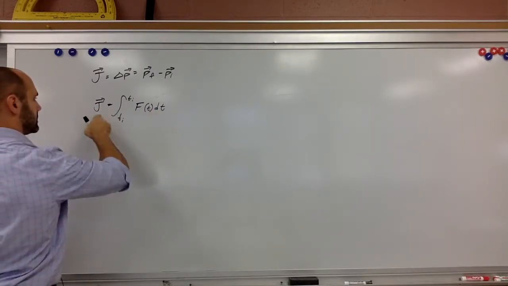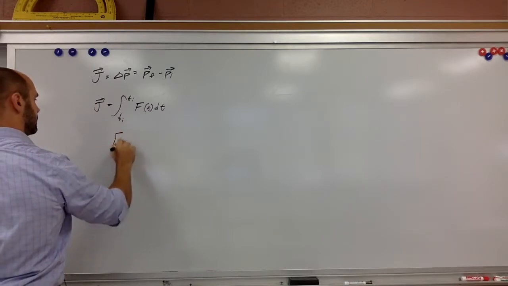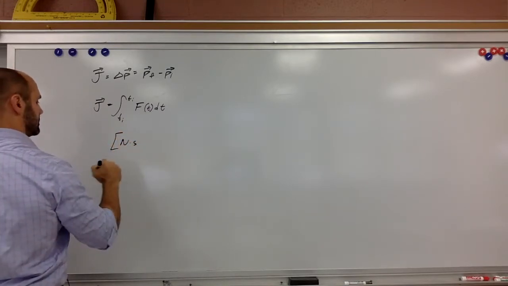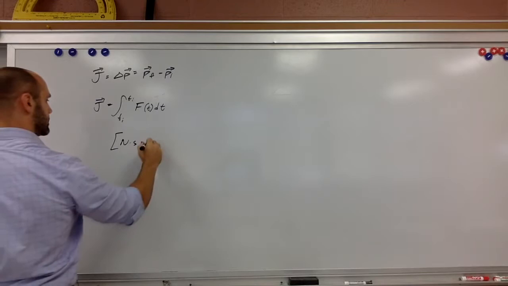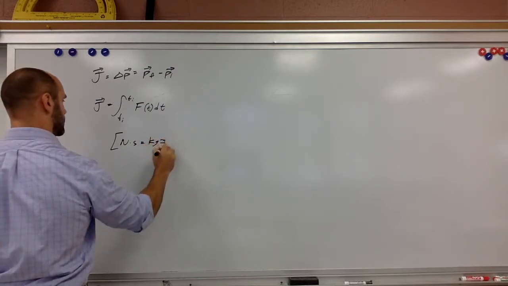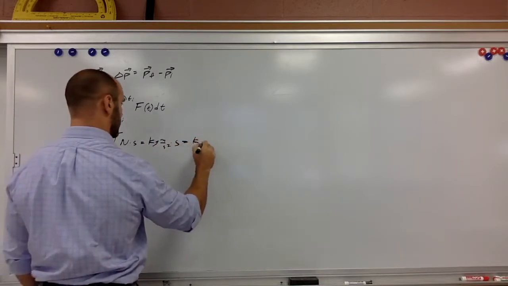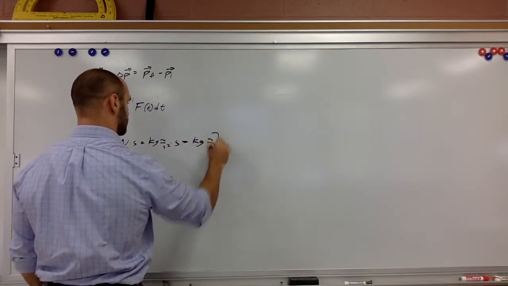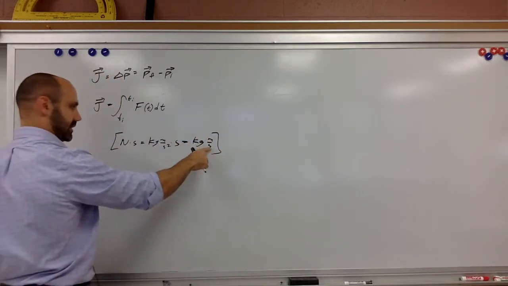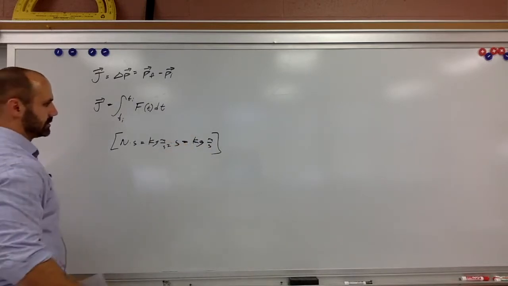According to this, J is going to have units of Newton seconds. Right? How does that work out? A Newton is a kilogram meter per second squared, again, times seconds. So this is a kilogram meter per second. Mass times velocity. Right? So it works.